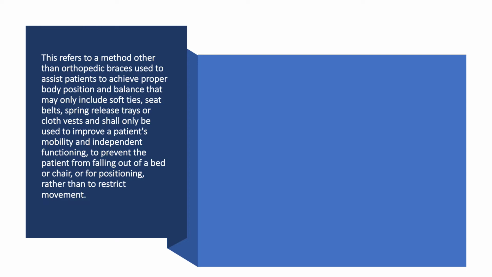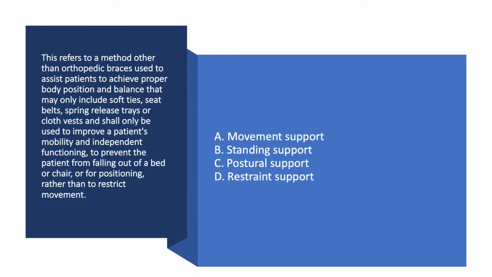than orthopedic braces used to assist patients to achieve proper body position and balance that may only include soft ties, seat belts, spring release trays, or cloth vests, and shall only be used to improve a patient's mobility and independent functioning, to prevent the patient from falling out of bed or chair, or for positioning rather than to restrict movement. So let's look at our choices.